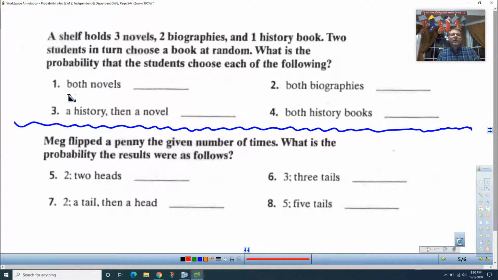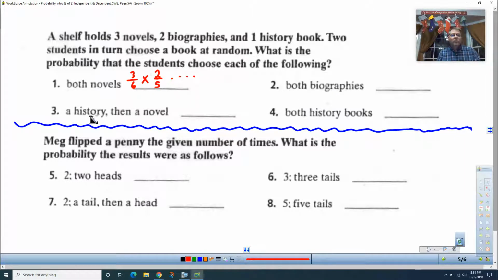So what's the probability that both of the students are going to get novels? Well, the probability of getting a novel is going to be 3 out of 6, also known as 1/2, but that's okay. Then the next person goes up. How many novels are left? 2. How many books are left? 5. And so then we multiply that. And then the same thing goes with the biographies. Since you're getting biographies, both the numerator and denominator will be affected on the second one.